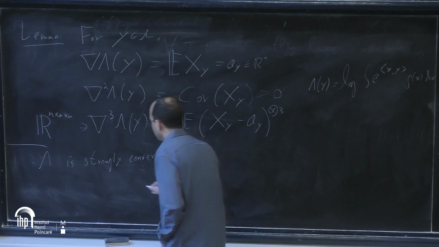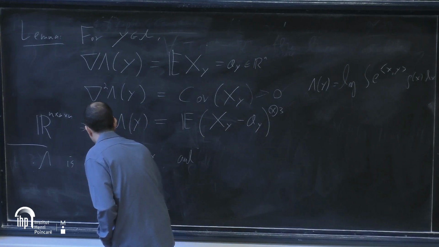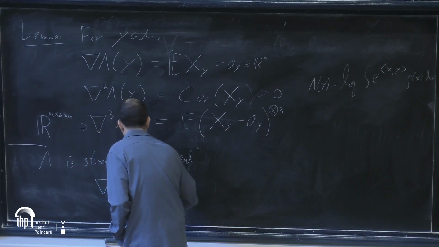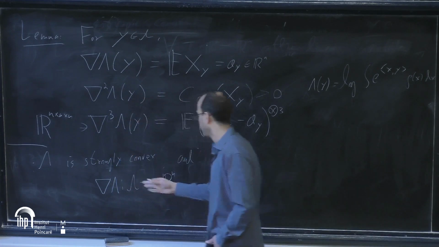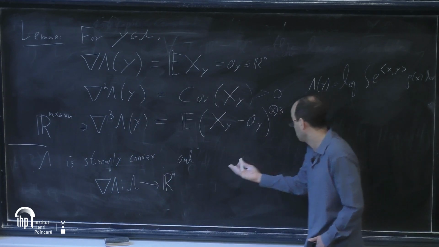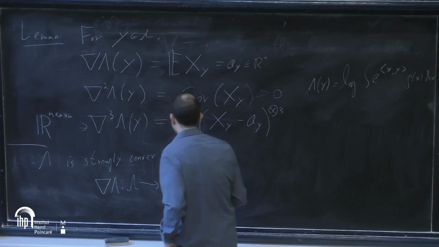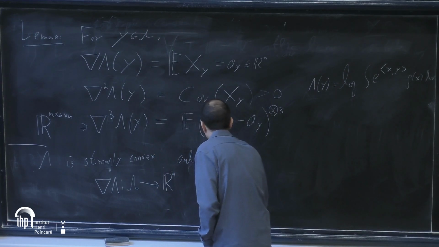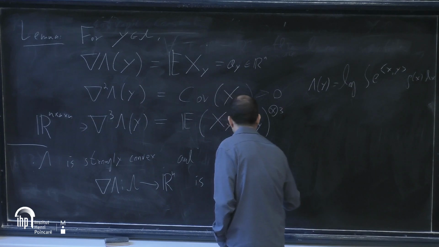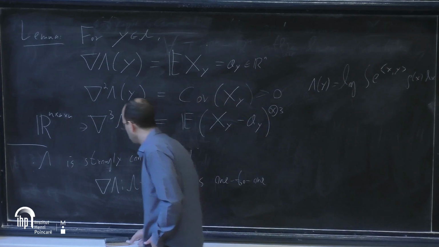And if I look at the gradient map, so this is the gradient map, like Brenier's map. You can take a convex function and look at the gradient. This means that this is 1-to-1.